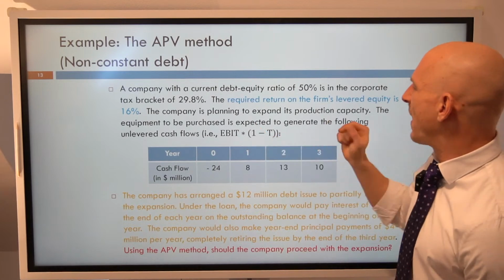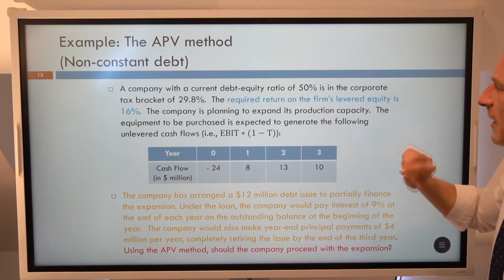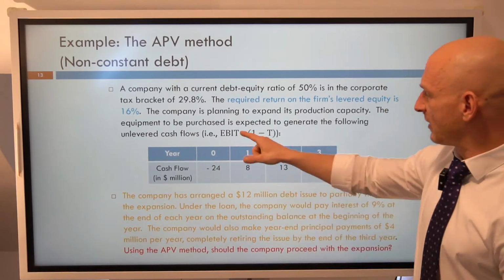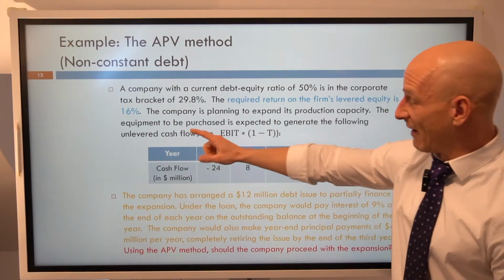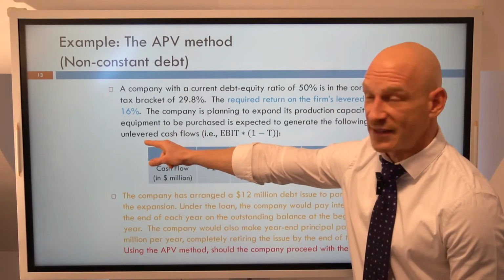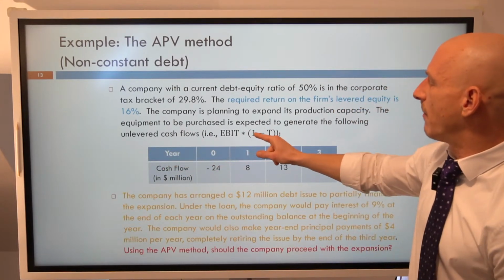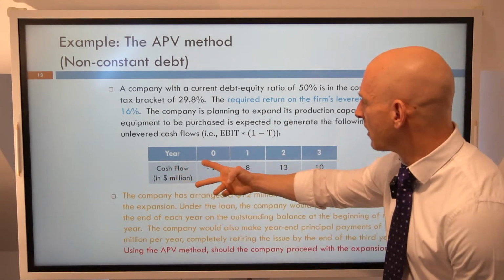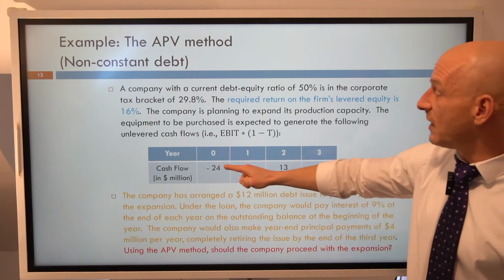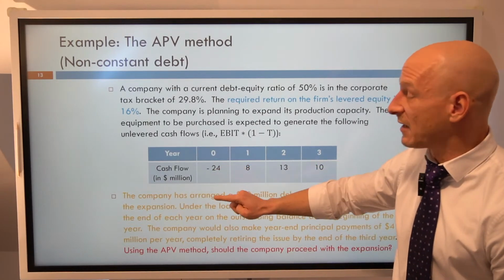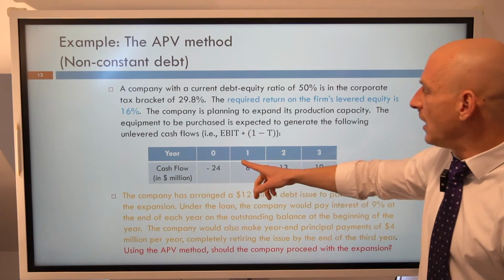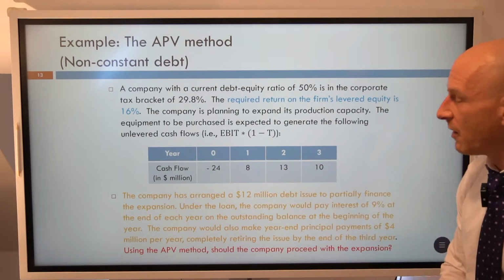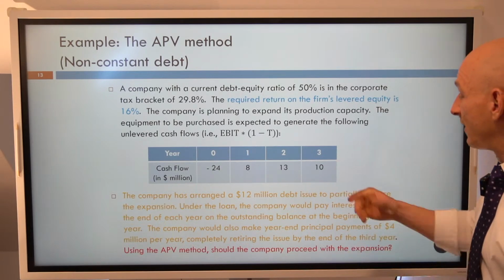The company wants to expand its production. They need to purchase some new machinery for that. The new machinery is expected to generate the following unlevered cash flows. Unlevered cash flows here means EBIT multiplied with 1 minus the corporate tax rate. The cash flows are given in this form. So the initial investment will be minus $24 million. In year 1 we will earn 8 million, in year 2 we will earn 13 million, and in year 3 we will earn 10 million.